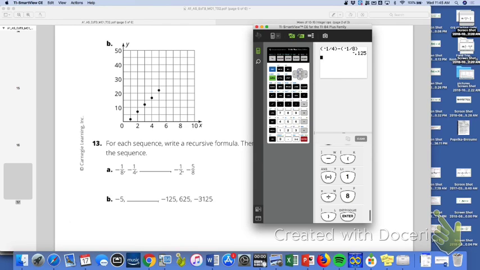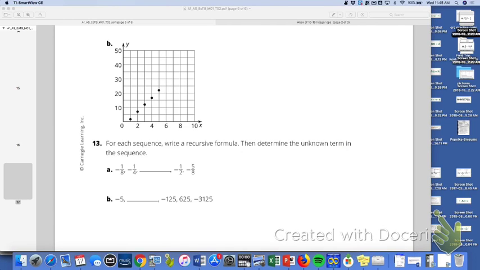What did it give me? -0.125. Let the calculator do the work for you. That's why we've spent so much time on it. So now I know my common difference for that one is -0.125. That means my recursive formula will be A sub n is equal to the one that came before it minus 0.125. Because I realized I tried to smush too much in there.